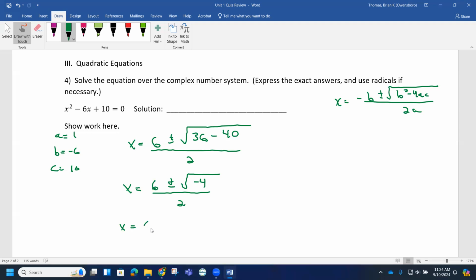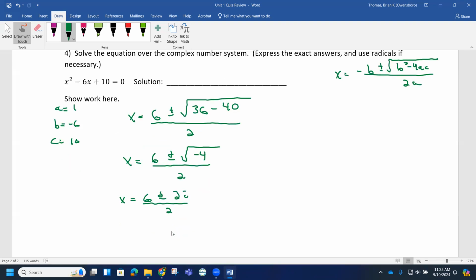So x equals 6 plus or minus, and since there's a negative inside the radical, that means an i comes out, and the square root of 4 is a 2, so that turns into a 2i over 2. My strategy usually is I like to separate this as two separate fractions. So I write this as 6 over 2 plus or minus 2i over 2. And I just simplify each individual fraction. So it's going to turn into a 3 plus or minus i.